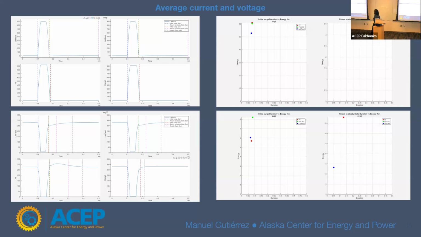On that bottom graph, it looks like the surge was under 0. What is that? The surge goes under 0? No, it goes straight to 0. Yeah, it just goes straight to 0.